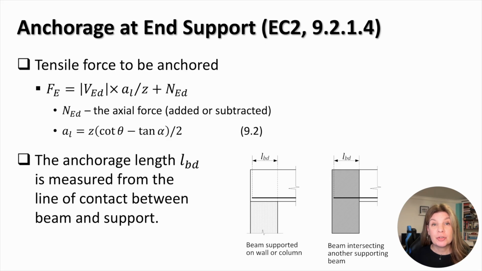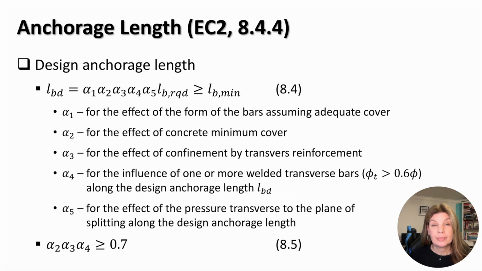The tensile force that should be resisted by the bar anchorage length is calculated depending on the applied tensile force induced by shear and an axial force in the member. The anchorage length, LBD, is measured from the line of contact between the beam and support, as shown on this slide. The design anchorage length is calculated using equation 8.4 in Eurocode 2.